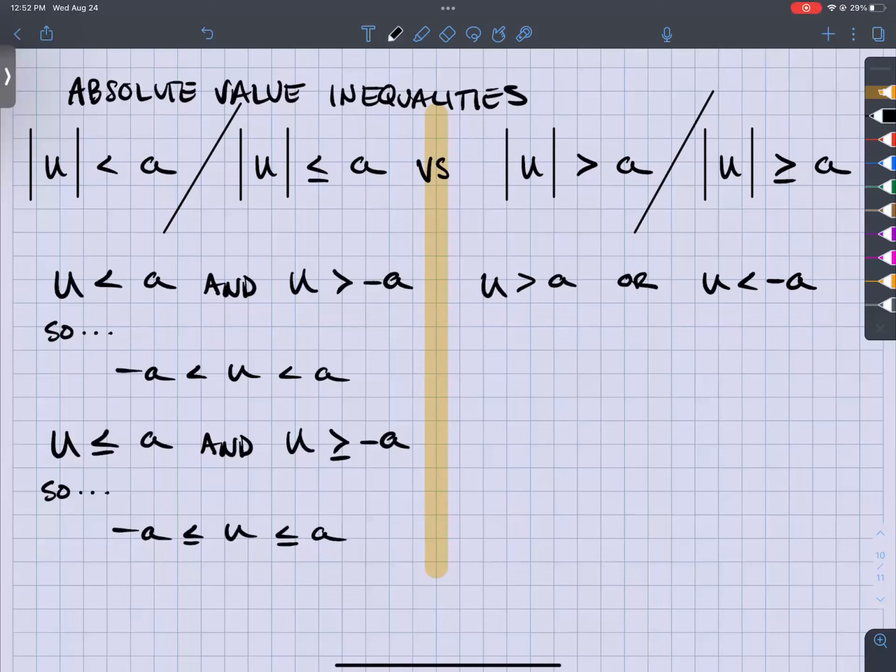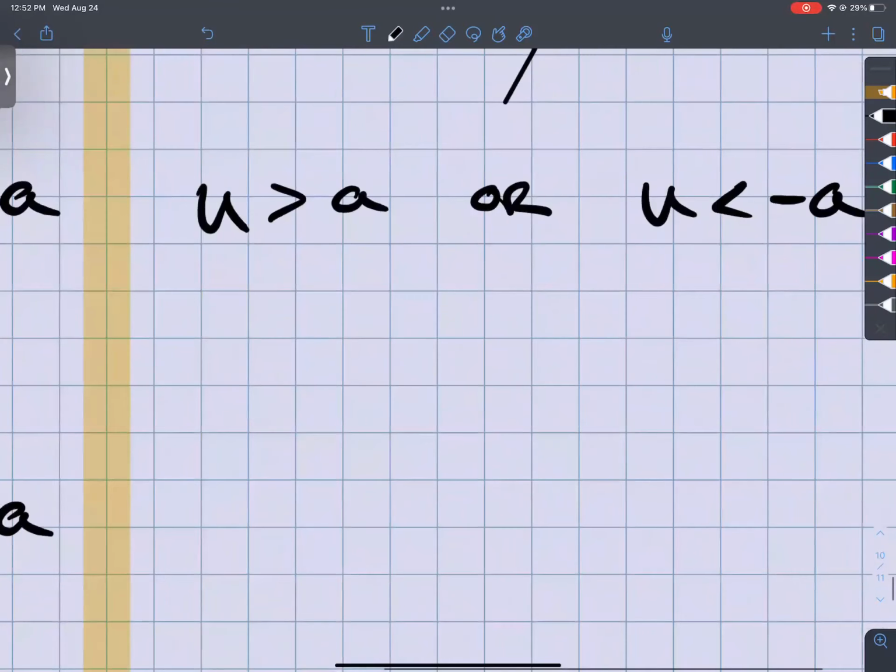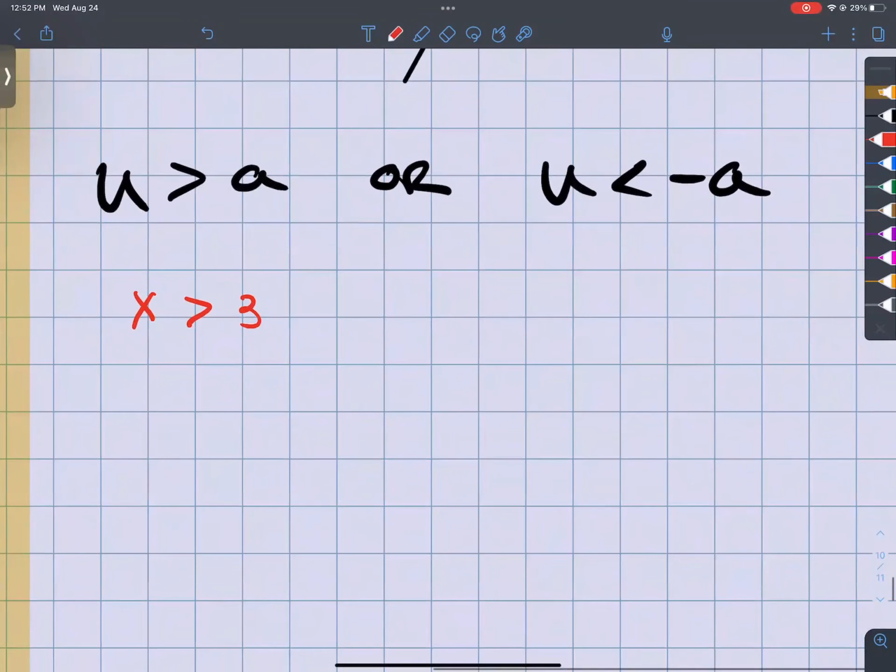Can you guys picture why this is an or and not an and? Okay, so let's pick an A. 3? Is 3 a good number? Okay. So let's use X as well. Sidebar right now. I'm going to write down X is greater than 3 and X is less than negative 3, right?